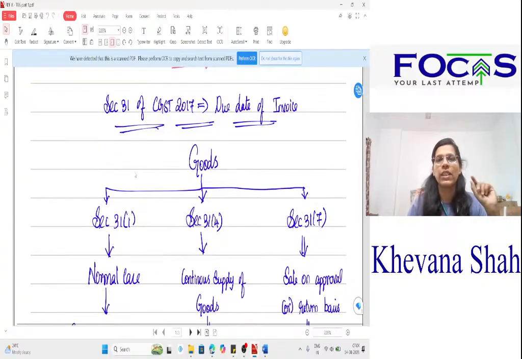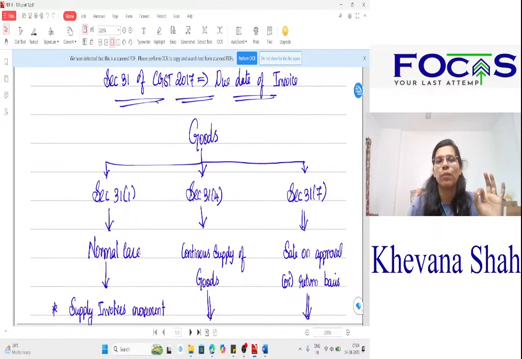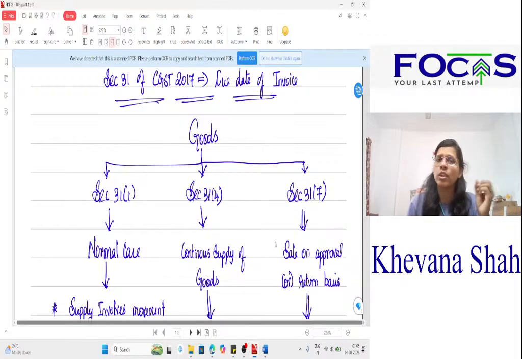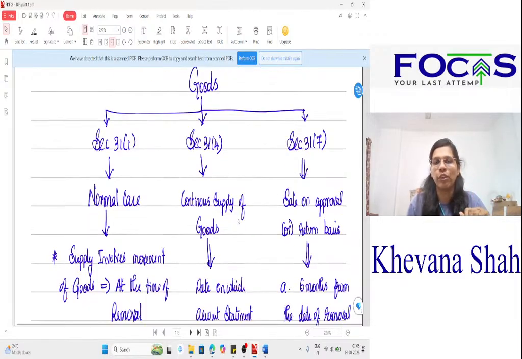Now what does section 31 say? For goods we have three subsections: 31.1, 31.4 and 31.7. 31.1 talks about the normal case, 31.4 talks about the continuous supply of goods, and 31.7 tells us when to raise the invoice when we have sale on approval or return basis. There are certain goods where the sale will be approved later on, not at the time of sale itself, or there is an option to return the goods within a particular set time. In that case, what will be your due date of invoice?